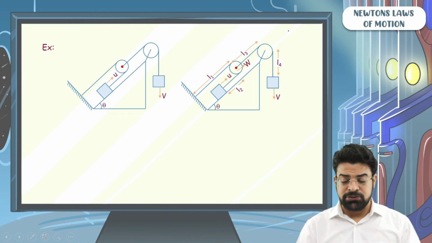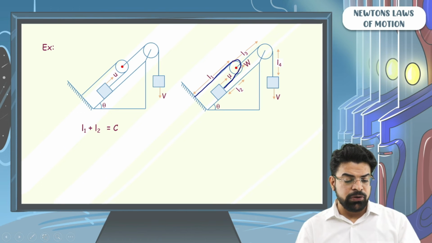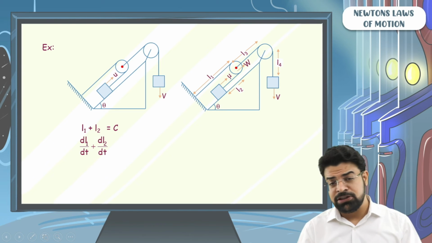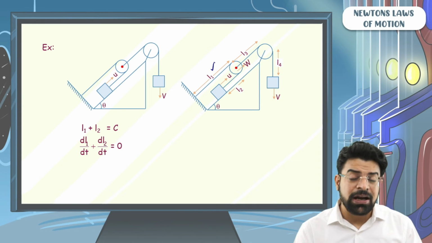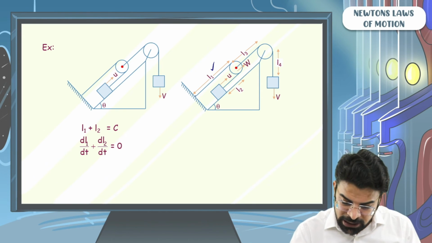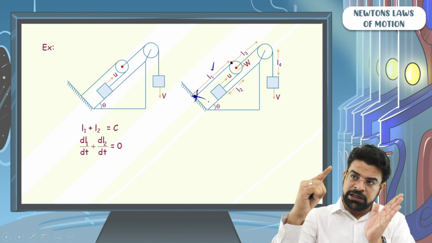Now first apply the string constraint on the first string. So you will say that L1 plus L2 equals constant, so dl1 by dt plus dl2 by dt equals 0, right? Now what will you write for dl1 by dt? Sir, L1 is from here till the top of the pulley. This end is fixed, not moving at all, but the top of the pulley is going with the pulley.